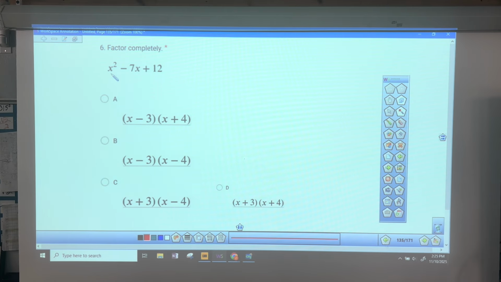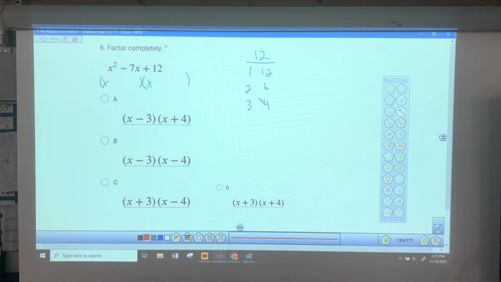Factor completely, there's no leading coefficient. We could look at the answers to see if we could work backwards, but I'm going to actually factor it. So x times x equals x squared. Two numbers that multiply together to equal 12. So 12 divided by 1 is 12. 12 divided by 2 is 6. 12 divided by 3 is 4. 12 divided by 4 is 3. So those are the only factors of 12.